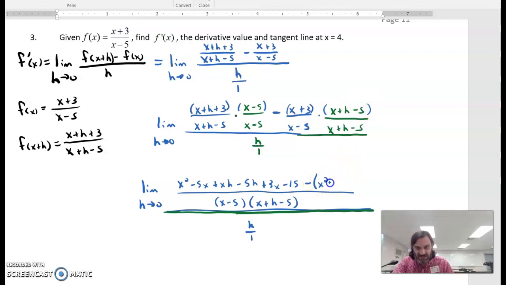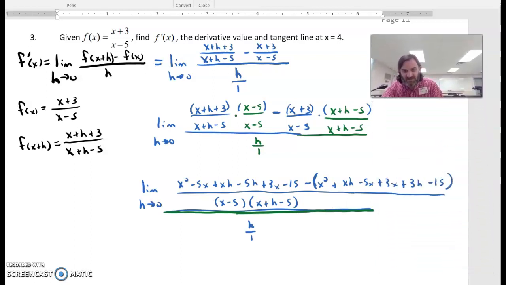I get x squared plus xh minus 5x, then plus 3x plus 3h minus 15. And remember, all of that is being subtracted. So let's pull this back up. We've got a huge fraction, which is a fraction over a fraction. I know it looks messy, and it's hard to predict how big it is until you do it. But let's clean it up.